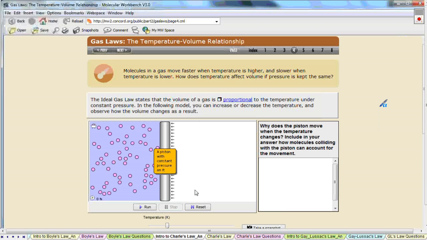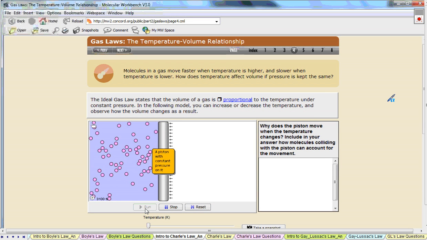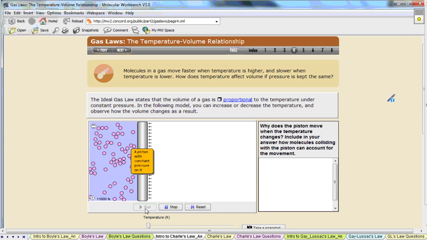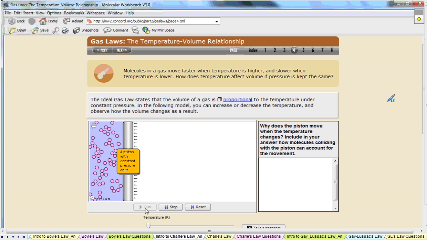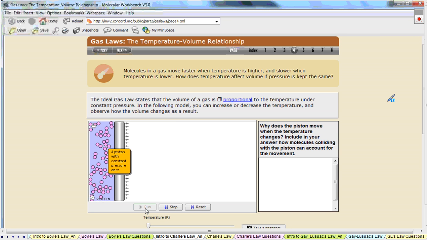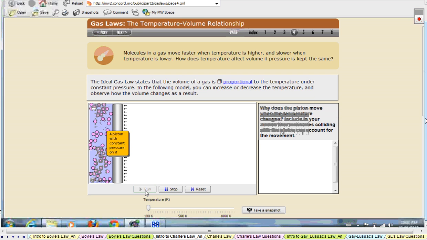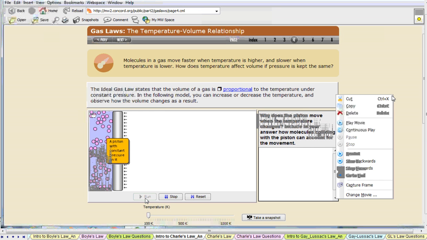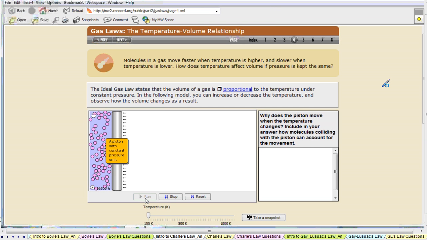We have a cylinder that has variable walls. In this case, we have a piston that can move forward, maintains a constant pressure, and I've reduced the temperature in the model to 100 Kelvin. And we can see that after given some time, the piston moves to a lower volume.